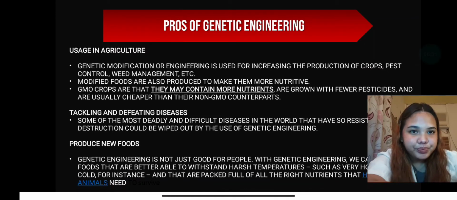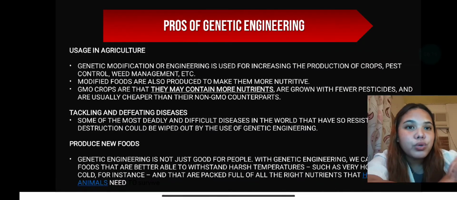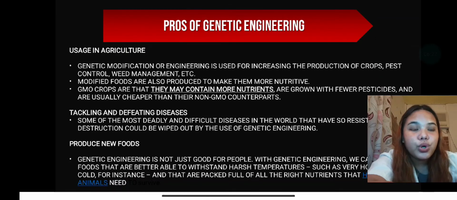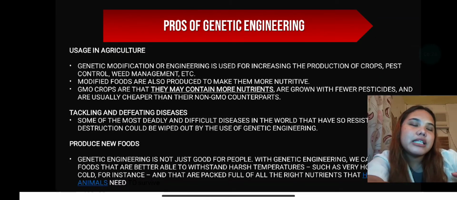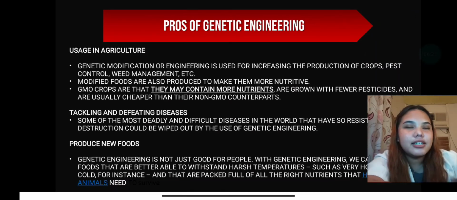Next, GMO crops may contain more nutrients, okay? As I said earlier, they are grown with fewer pesticides and are usually cheaper than their non-GMO counterparts. So, GMO crops are bred to grow efficiently. This means that farmers can produce the same amount of food using less land, less water, and fewer pesticides than conventional crops or the traditional crops that we used to know.